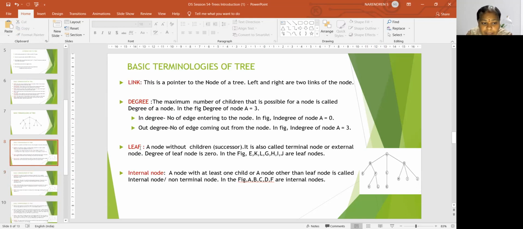And the next one is a leaf. What do you mean by the leaf? A node without children. A node without children means that it has no successor.